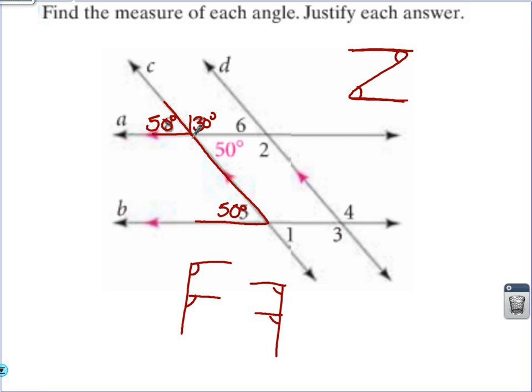Caitlin, do you have any other angles? Number 1 is also 50 for 3 reasons. This one and this one, alternate exterior. This one and this one's vertical. This one and this one are corresponding. For any of those reasons. Let's just go through the other ones. Brianna, any of the others? 6 is also 50. Good job. Erica?